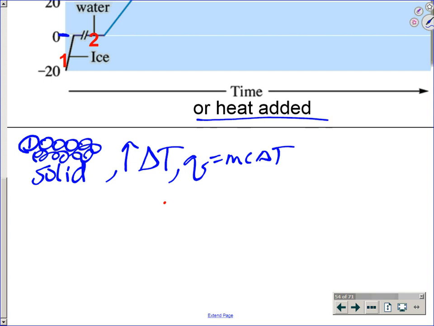So is this ice phase changing? No, okay, it's just simply heating up. So as it heats up, these particles get more active. They're just moving a little bit more.